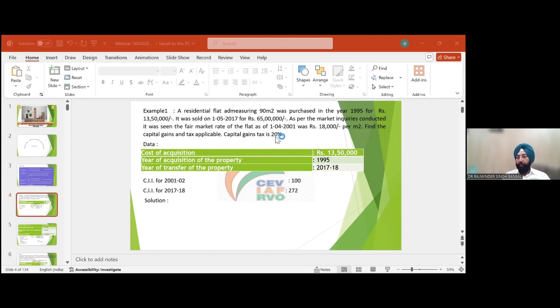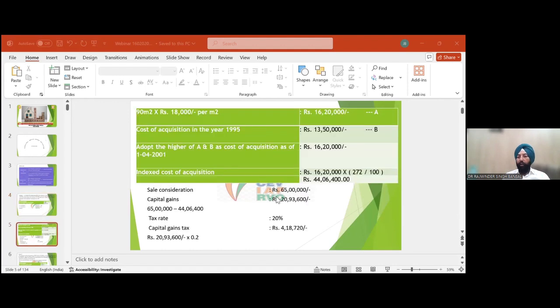Capital gain tax is 20%. This is given to you. See here, what is the data given to you? Cost of acquisition is given to you as rupees 13 lakh 50,000. The year of acquisition of the property is given as 1995, and the year of transfer of the property is 2017-18. It is also given that the cost inflation index for 2001-02, which we consider as the base year, is 100, and for 2017-18 it is 272. This is the data given to you.